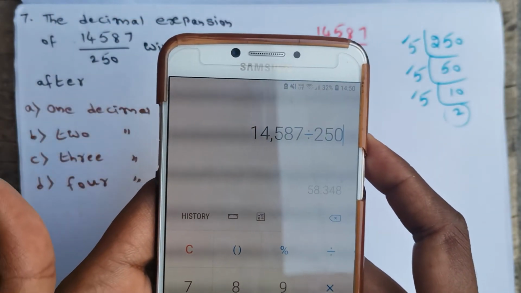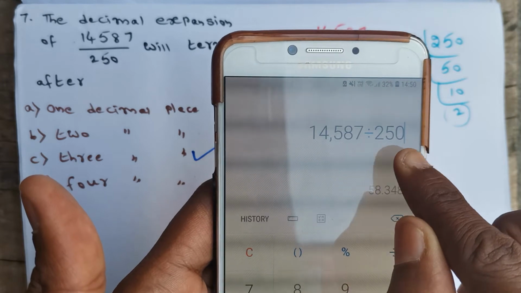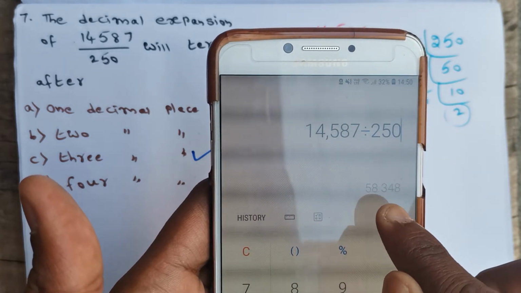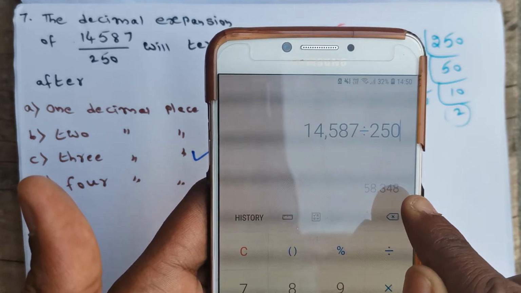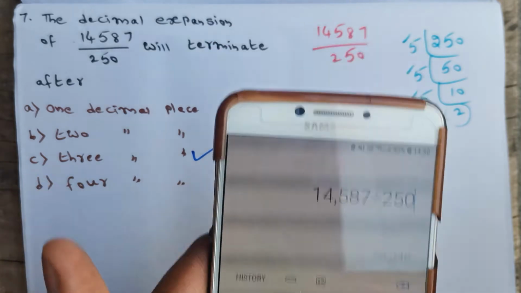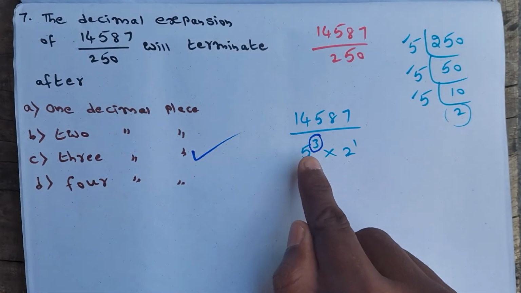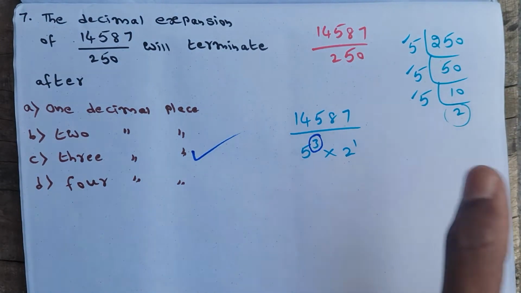Check this one. 14,587 divided by 250 is 58.348. After the decimal, 348, 3 digits. So here 5 is having the maximum power 3. So definitely it will terminate after 3 decimal places only.